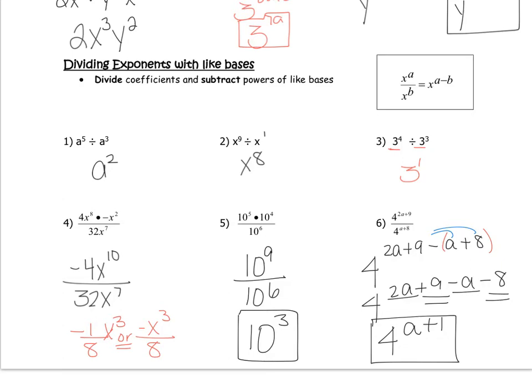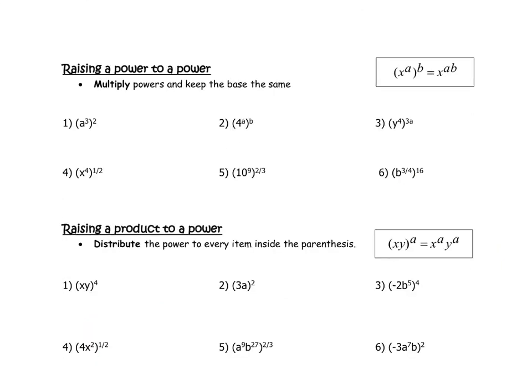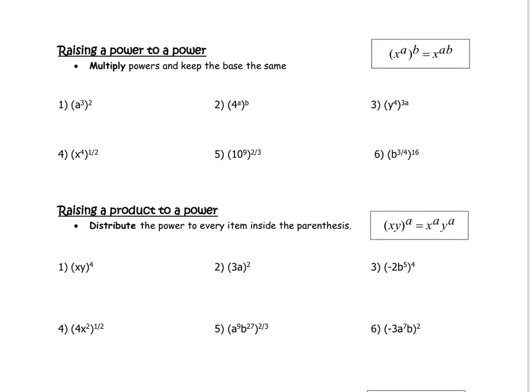Awesome, let's move on to the next page. Next step is raising a power to a power. So if I have a power inside the parentheses and I'm raising it to another one, the rule is as simple as keep the base, multiply the exponents. So this first one would be a to the 6th. I multiply the 3 and the 2 and keep the a.